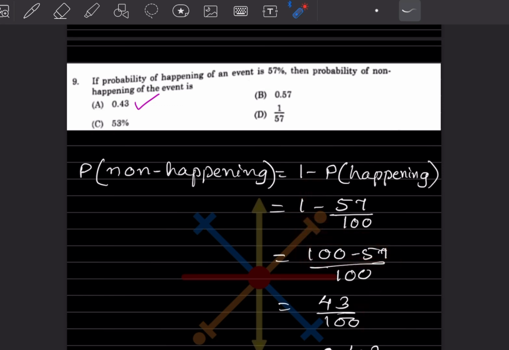There are 2 zeros over here. You will go backwards from 43. That will be point. After 2 numbers, you are going to put a decimal. So that is going to be 0.43.